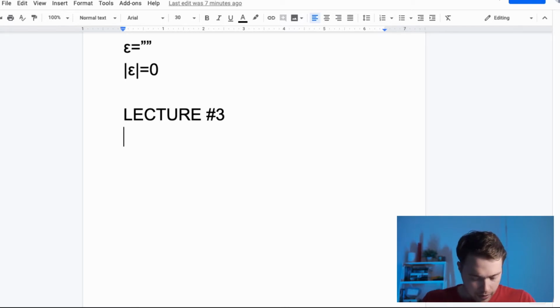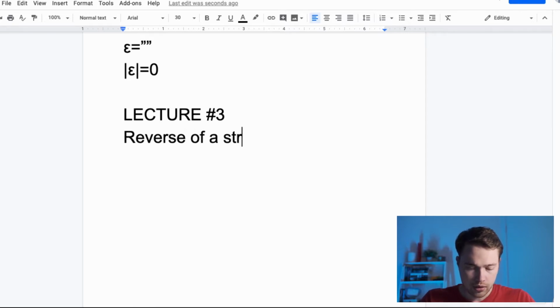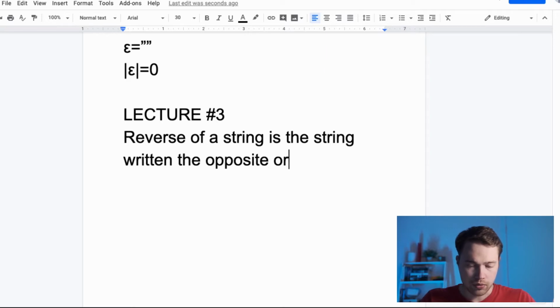Okay. Moving on. Reverse. Reverse of a string is the string written in the opposite order, right? So if you have, I don't know, like a race car, then in this case, what was the reverse of that? Reverse of that would be race car. Exactly the same thing, right?